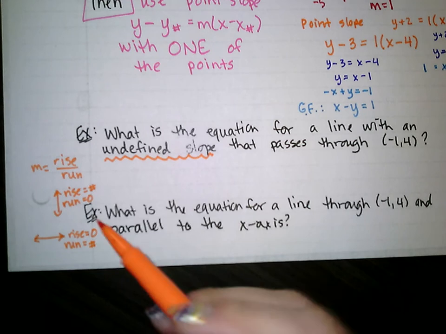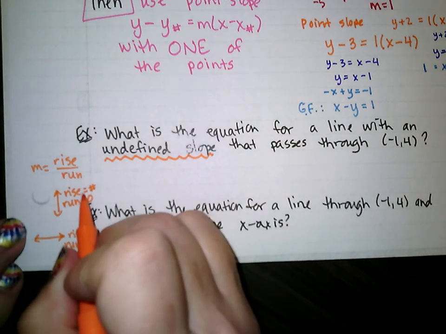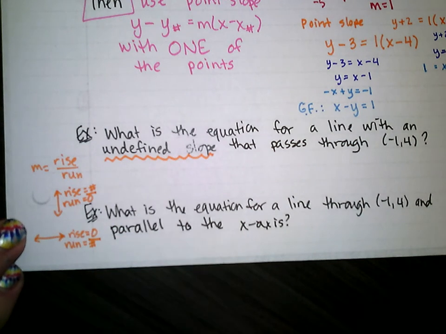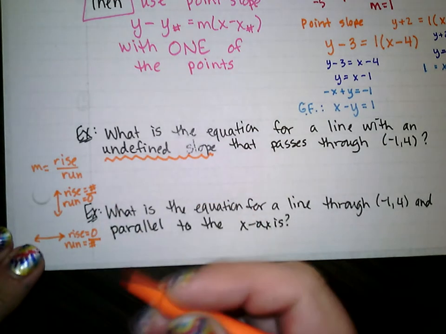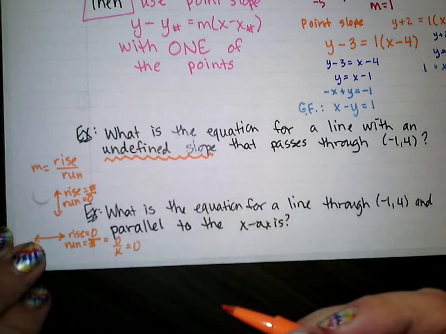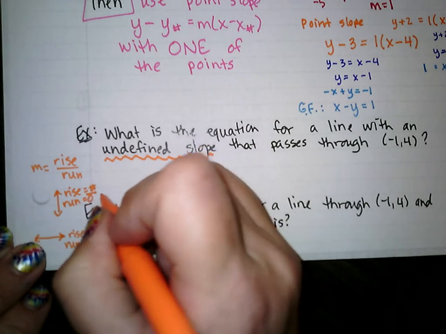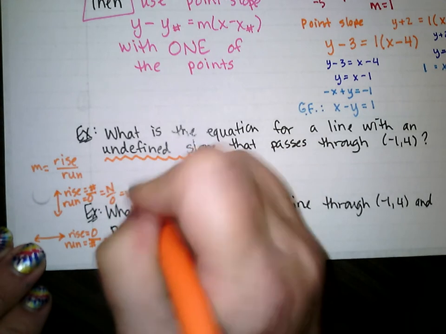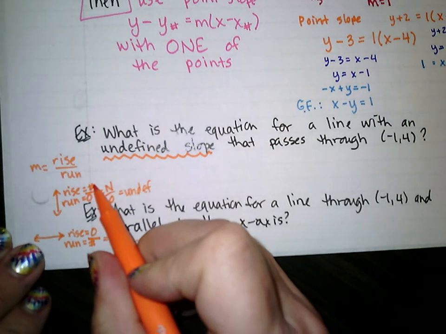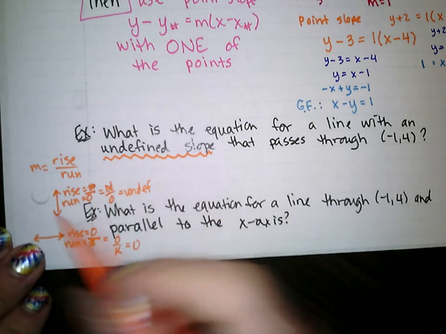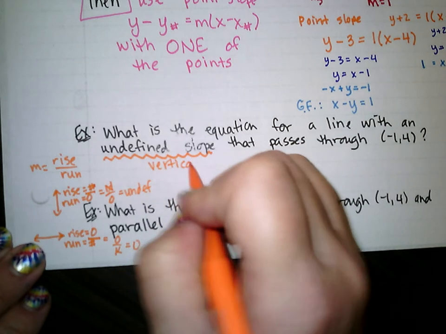We just have to remember which one is okay to do. If I do rise over run here, I'm going to have a number divided by 0. If I do rise over run here, I'm going to have 0 divided by a number. Well, if I do 0 divided by a number, that is okay. It equals 0. If I do a number divided by 0, that is NO, which is undefined. So this one that's rising a number and running 0 is no, undefined. So that one's our vertical. So undefined slope is going to be a vertical line.